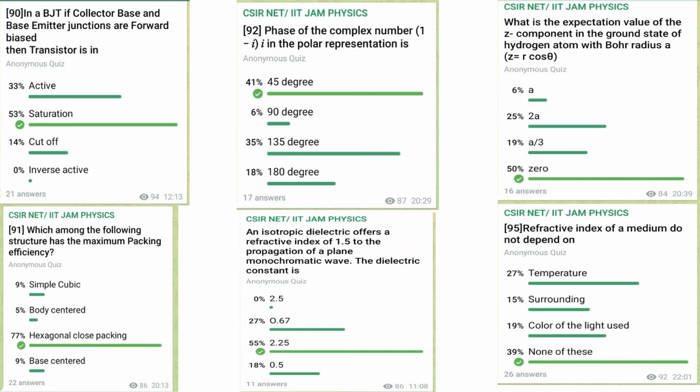These are the analyses of each question that we have discussed. The most favorite question here is the one related to solid state physics with hexagonal close packing, which around 77% of them got correct. And the least favorite question is here with 39%, refractive index of a medium. So this is how you can analyze your answers to all these questions.